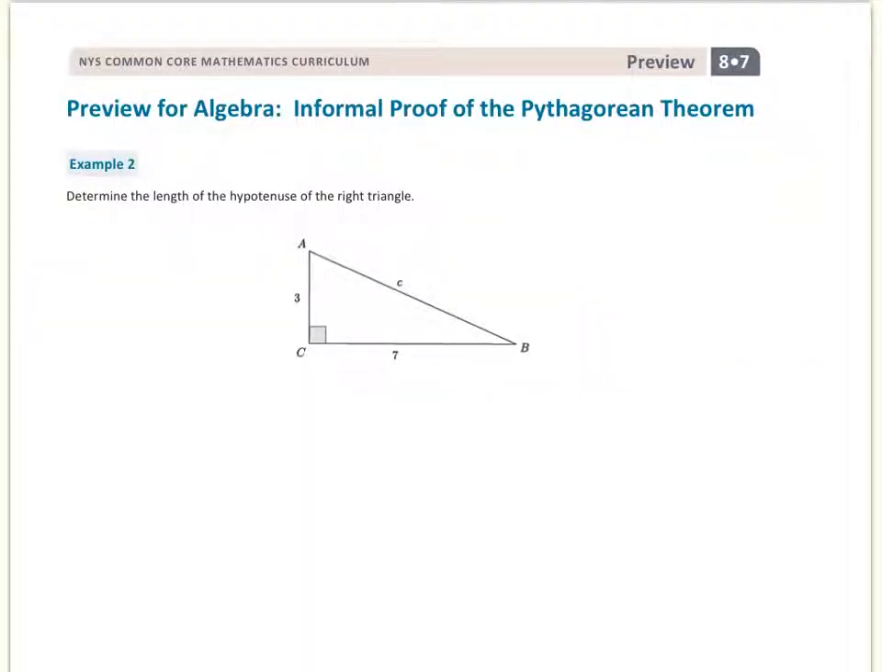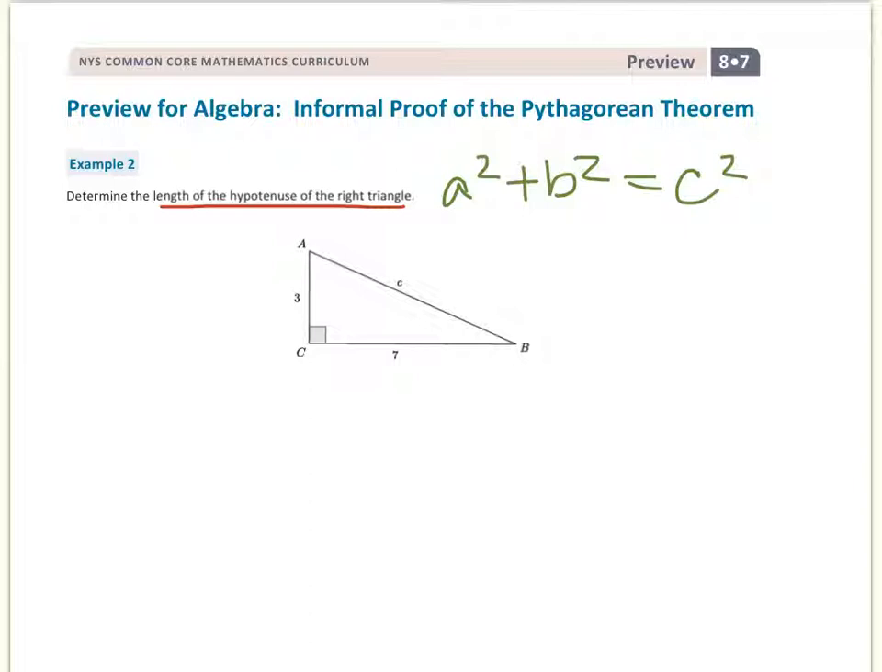Okay, our next example, we're going to determine the length of the hypotenuse of a right triangle. Again, what's the formula for a right triangle? You should start to know this already. A squared plus b squared equals c squared. I want you to try to go ahead and label which side is A, this is my angle A, and label which side is B. You notice C is already labeled.